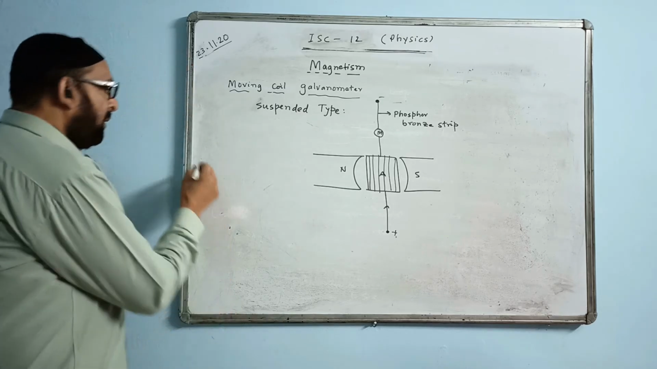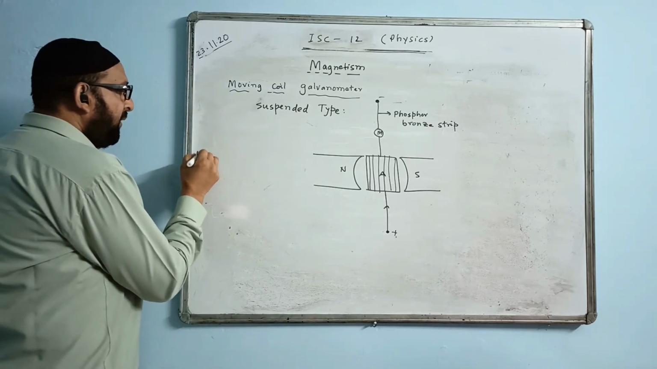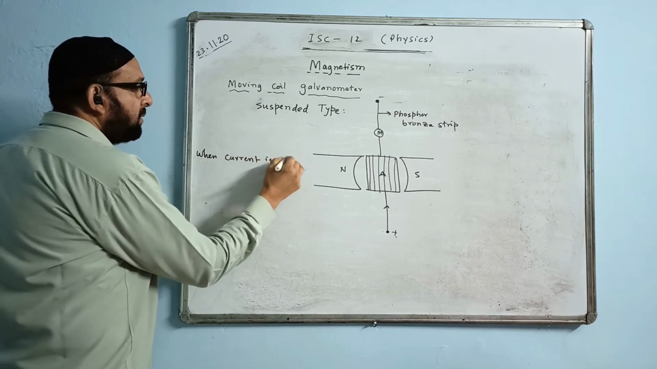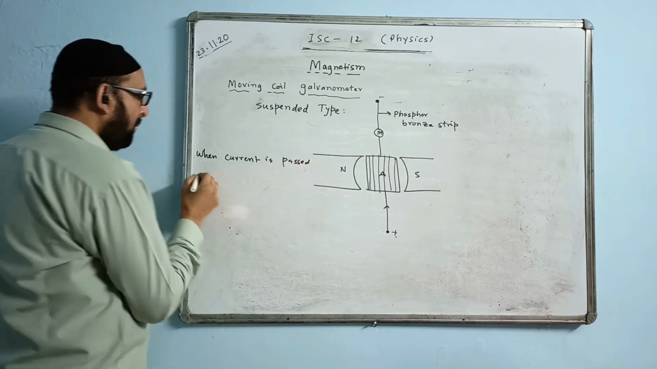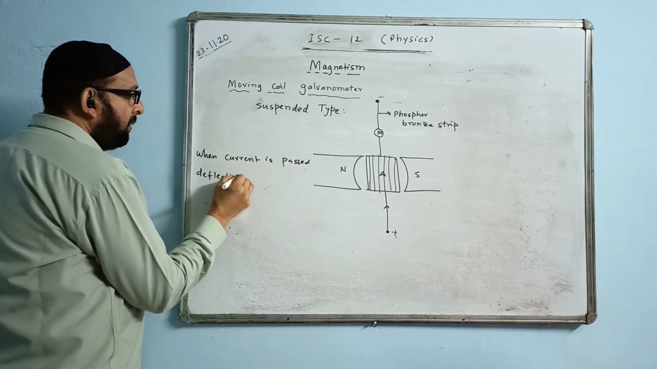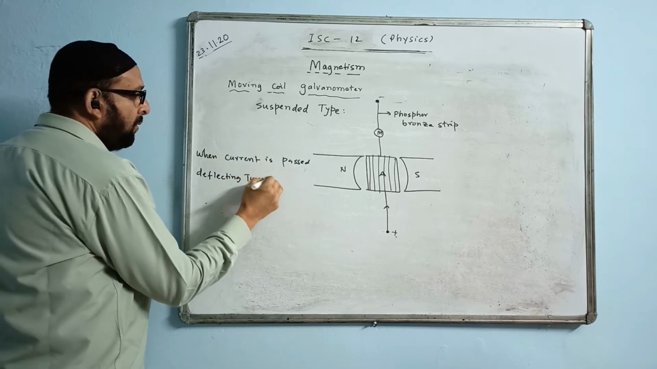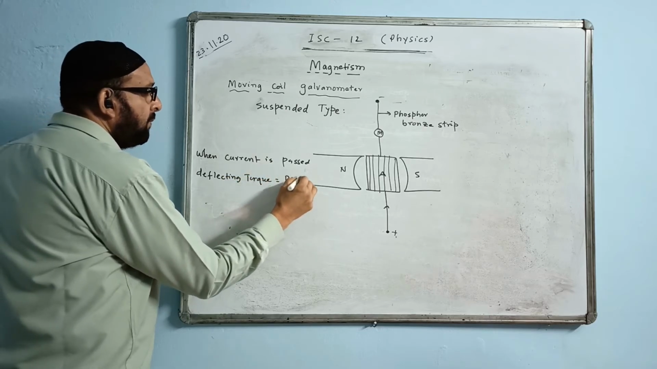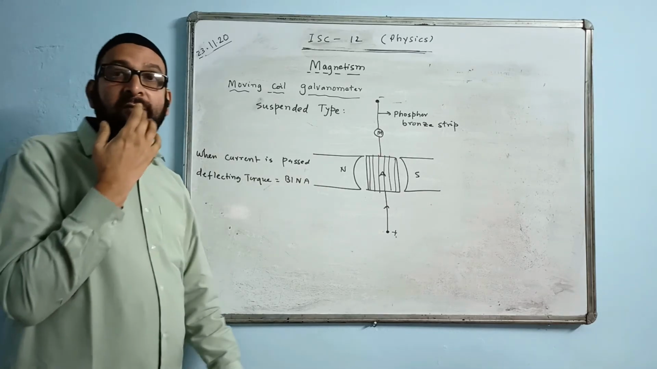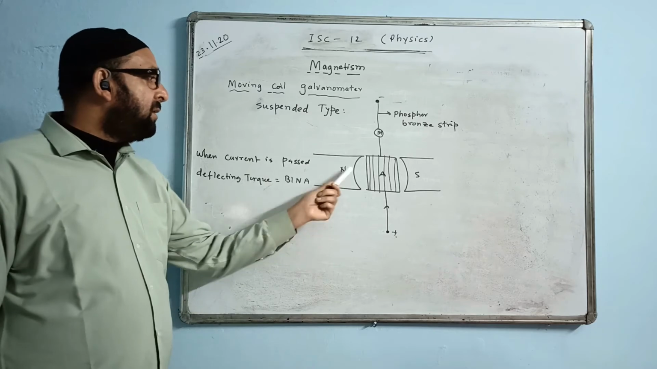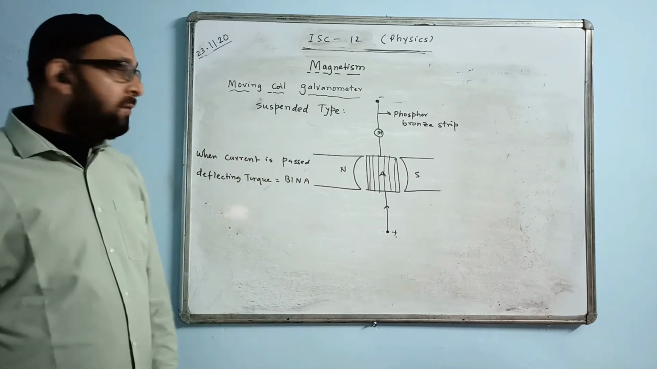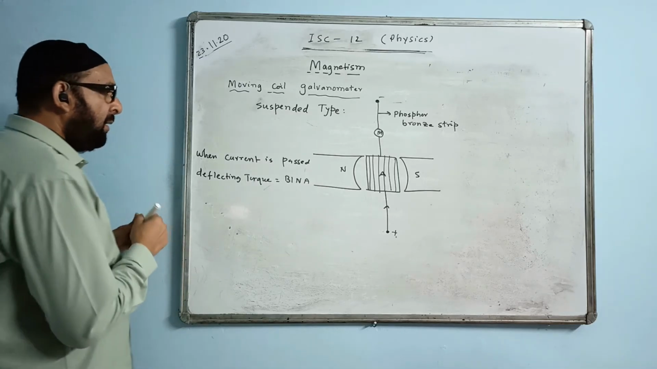We will write that. When current is passed, we get a deflecting torque. Deflecting torque will be equal to BINA. Why will deflecting torque be BINA? Why not cos alpha? Why not sin theta? The reason is the concave shape. Radial field, so the value of torque is maximum and constant.